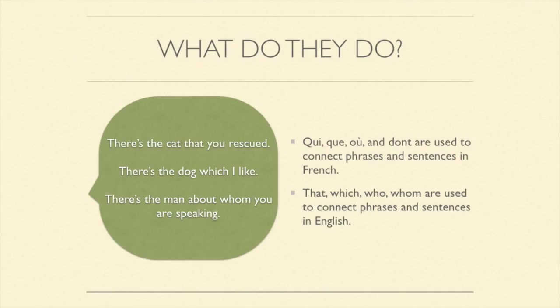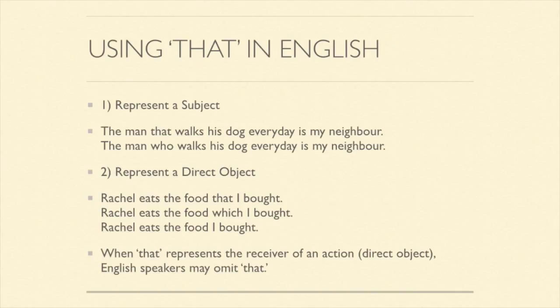On the left, you have a couple of examples in English. There's the cat that you rescued, there's the dog which I like, and there's the man about whom you are speaking. So how do we use that or which in English? There are two main reasons we would use that. Number one, to represent a subject, the thing that's doing the action. For example, the man that walks his dog every day is my neighbor.